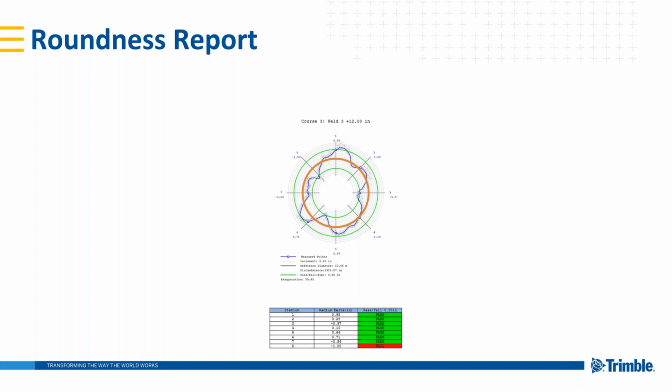So you can see up at the top of the screen, the blue line's getting just outside of the green tolerance values. And then if you look at the table down below, you can see, in fact, that at that position, we are failing.